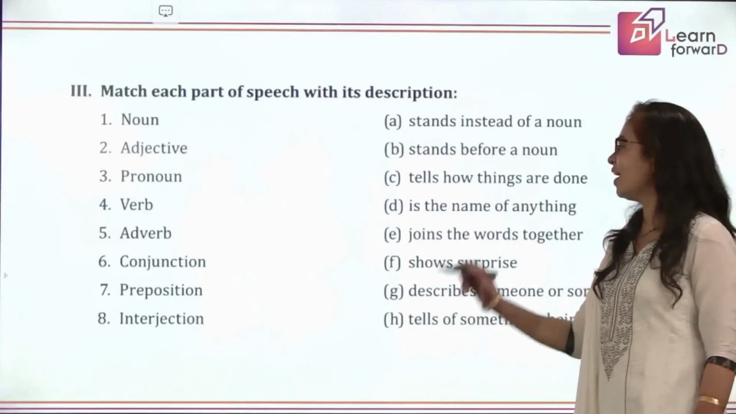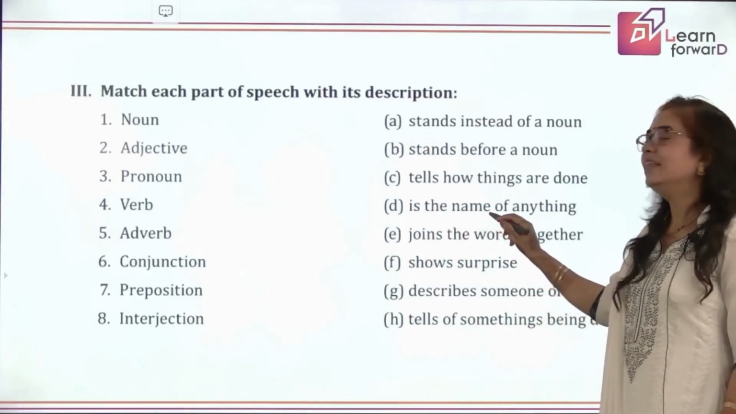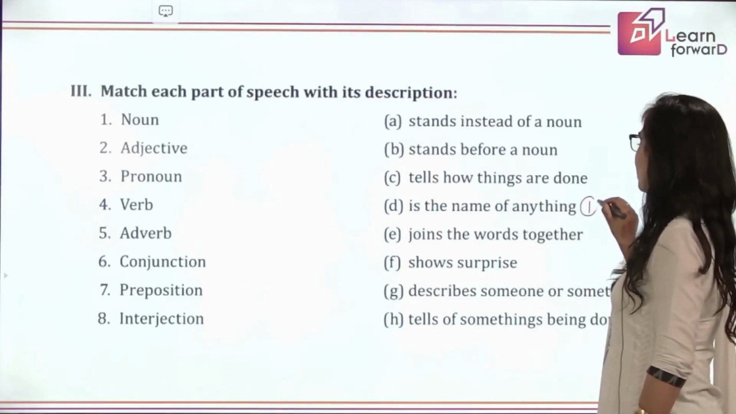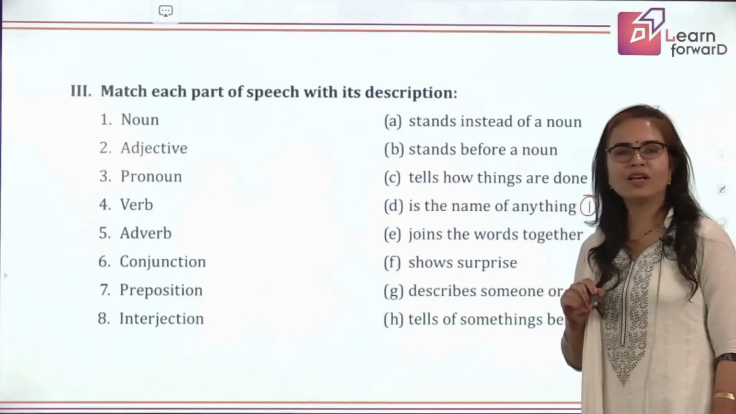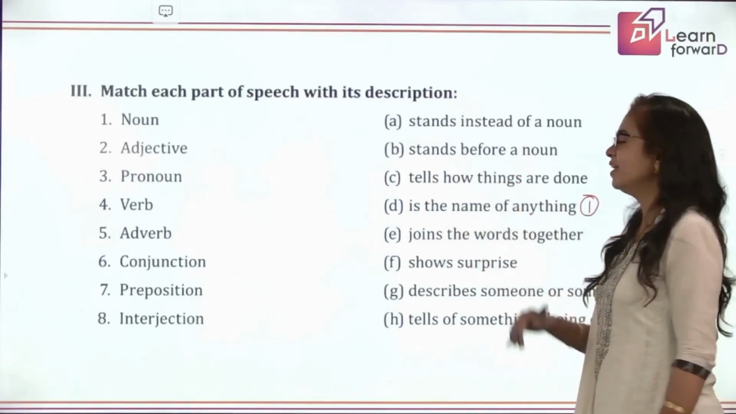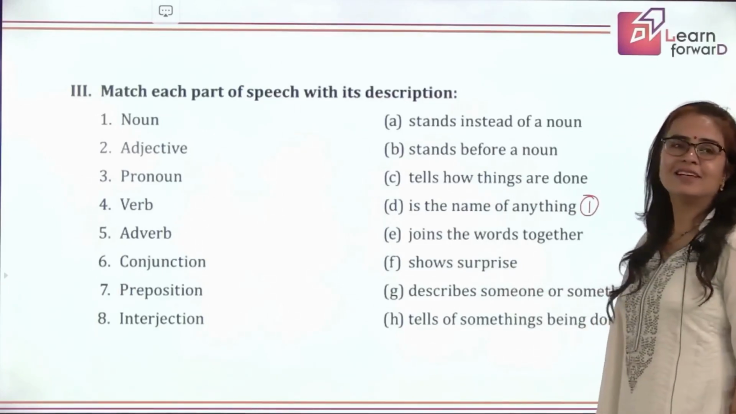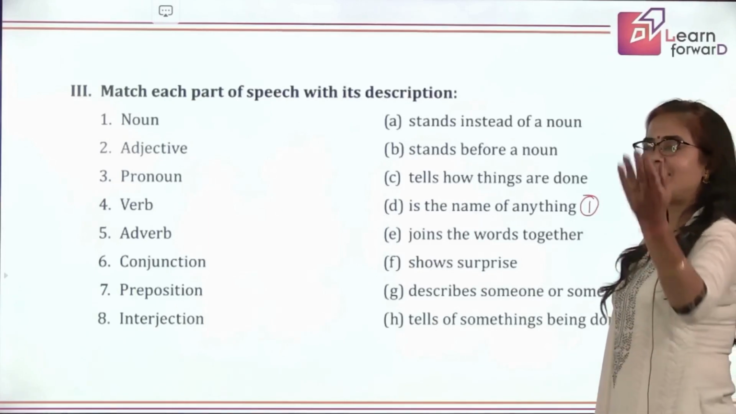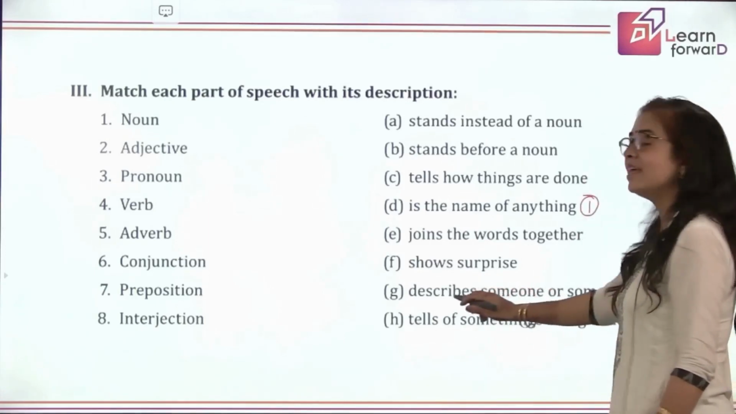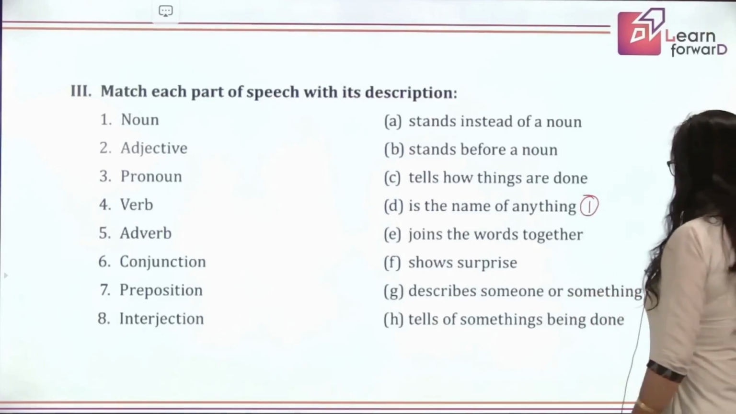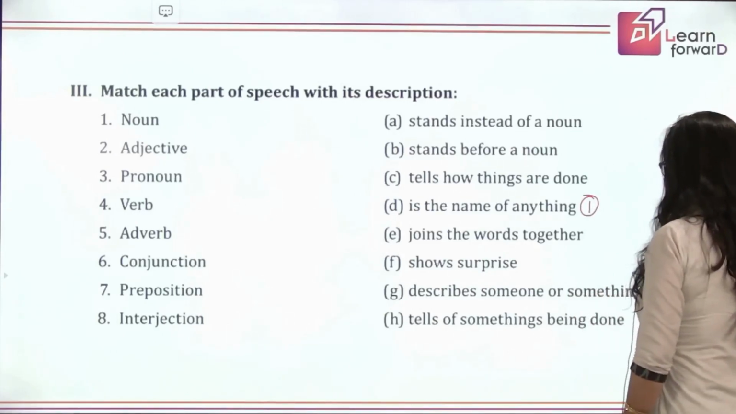Yes, you are right. Noun is the name of anything around. So this is your number 1. Now what is an adjective? Let's see who gives the answer. Yes, you are right. It describes someone or something. So this is your number 2.